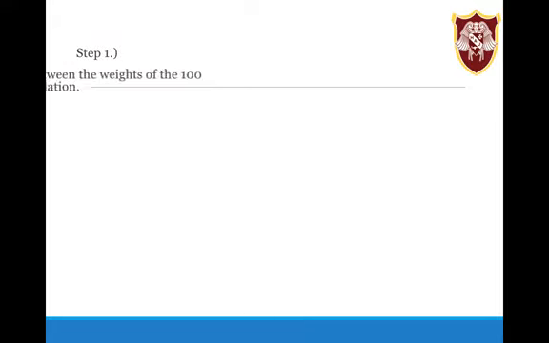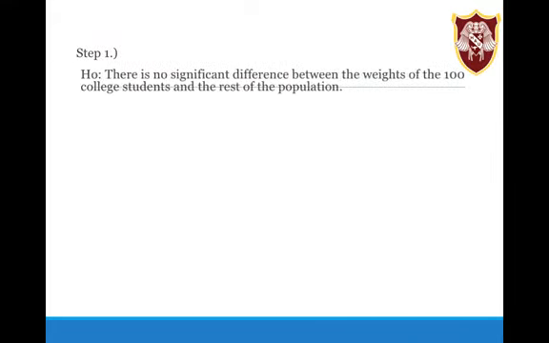So in this case, we say that there is no significant difference between the weights of the 100 college students and the rest of the population. So we are saying that the sample mean is equal to the population mean. The sample mean is 47, right? And the population mean is 45.